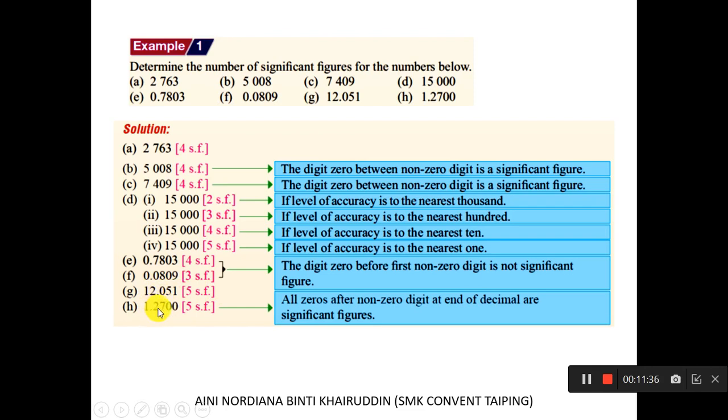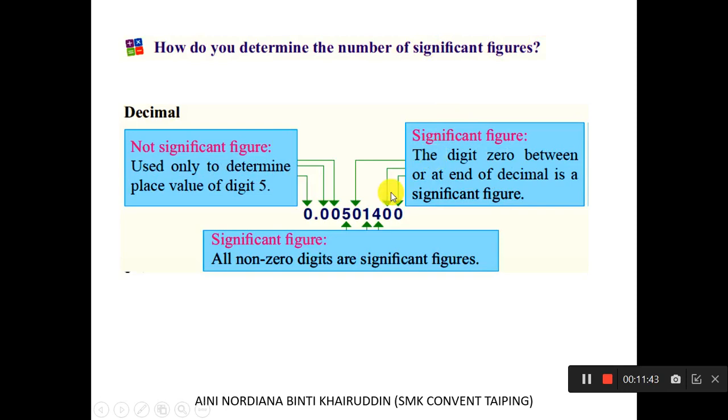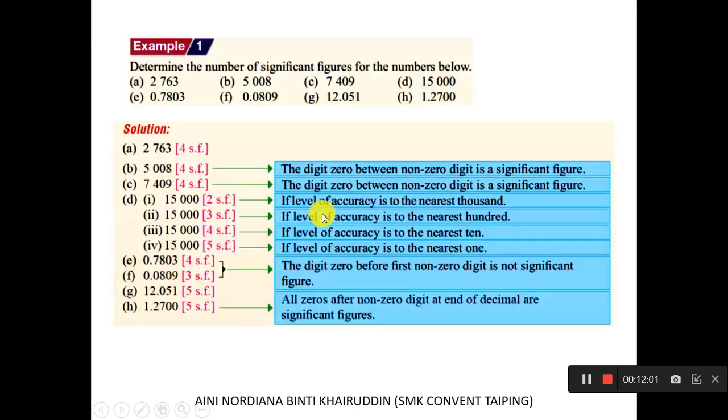As I mentioned earlier from my previous slide, have a look at this. The 0 after the decimal point, after the non-zero digit, is significant. Only the 0 before the decimal point and before the non-zero digit are not significant. Alright. So for H, altogether 5 significant figures. I really hope you understand these significant figures.